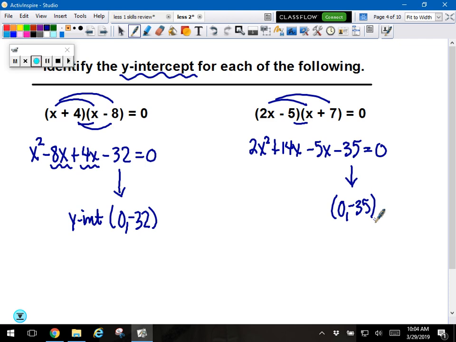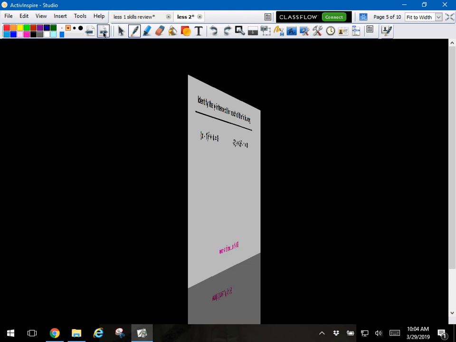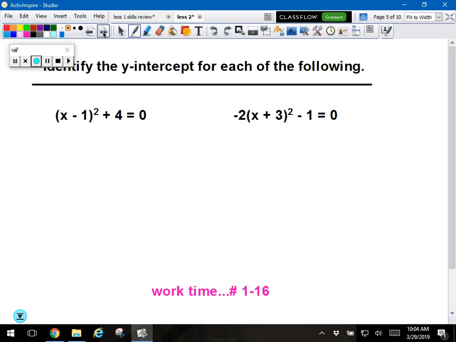Please feel free to pause, but I'm going to look at the last few problems in the set, and then we're going to have some work time. So this is the end of part 1. Again, we've got quadratics. The only reason we know it's a quadratic is because it has a squared term in it. Now these are a little tricky, so I'm going to go a little slower.